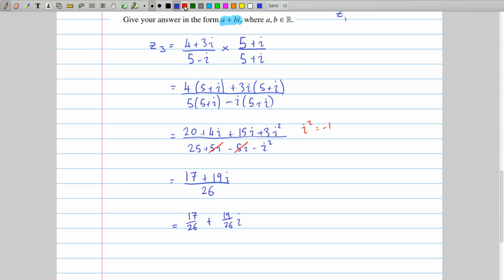And so now it's in that special form that we want. We have an a, which is 17 over 26, and we have a b, which is 19 over 26, and that gets multiplied by i. So it's in this format that we're given at the very beginning of the question.